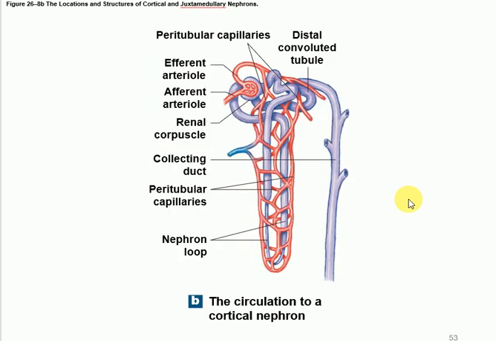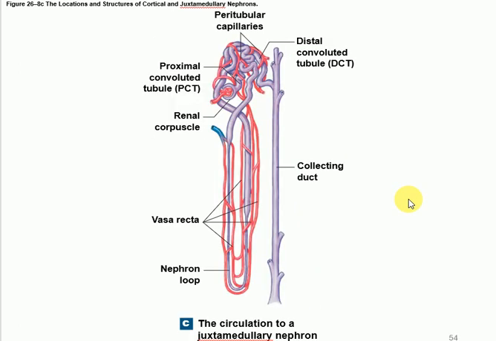You see this? You see this surrounding the tubules? These are the peritubular capillaries. Compare it to this. Did you get the difference? Peritubular capillaries, and these are the vasa recta.